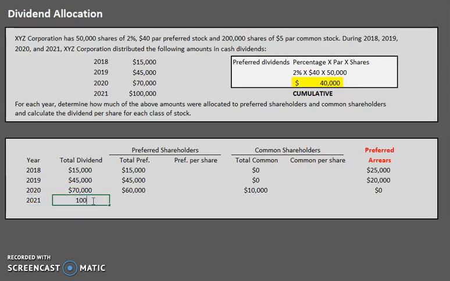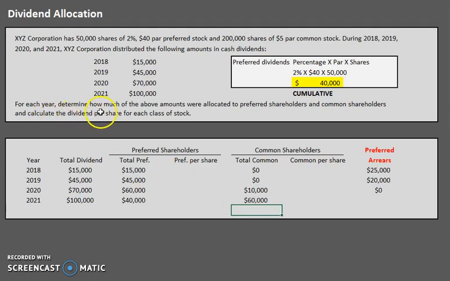The total dividend for this year is a whopping $100,000. So preferred shareholders, they go to the corporation, they say, we want how much? Just $40,000. That is because they are no longer owed anything from prior years. So they are going to get that $40,000. Now, since preferred is getting $40,000, how much is left over for common? Just $60,000.